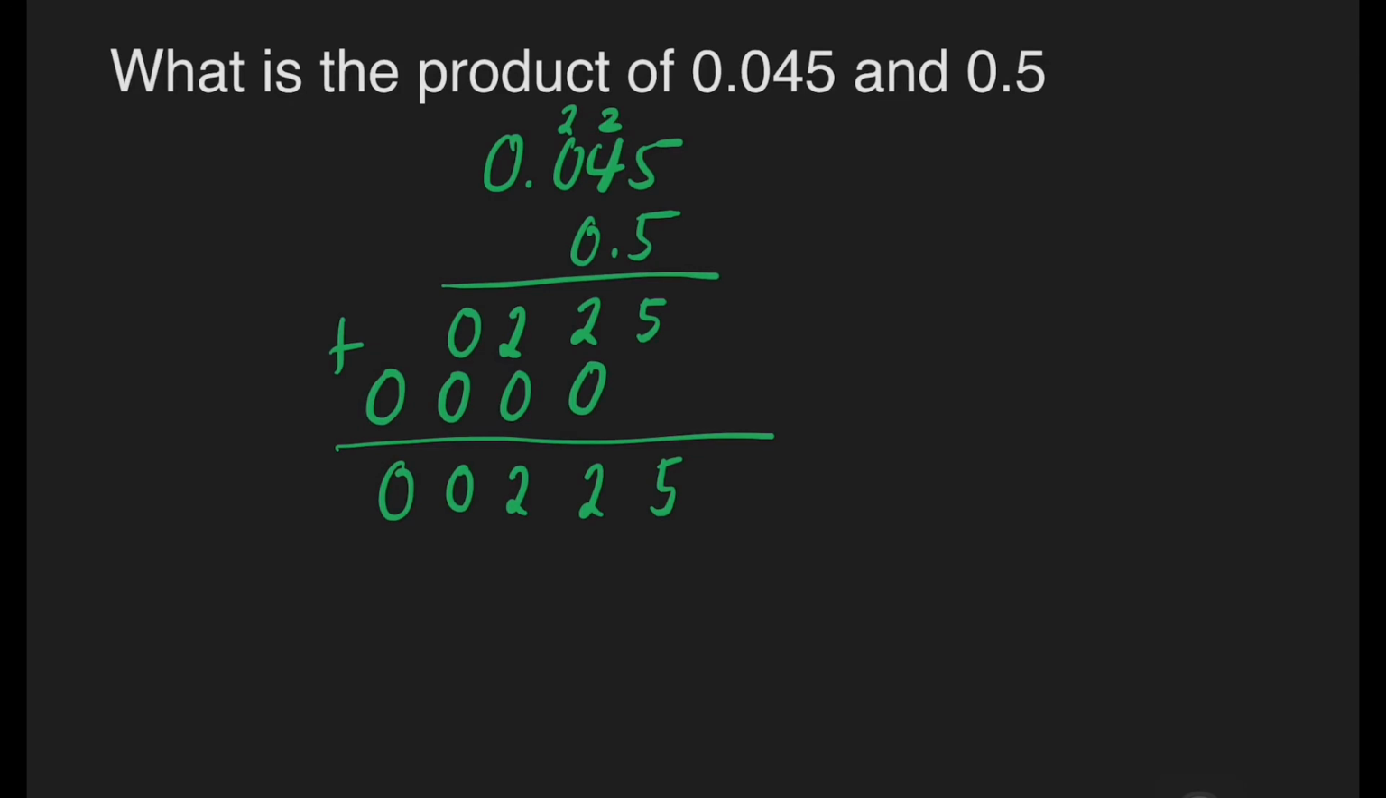Let's count how many decimal points we have in our factors. We have 1, 2, 3, 4. It has to be reflected in our product. So from the back of 5, let's count 4 decimal places going to the left. That's 1, 2, 3, 4. So our answer will be 0 decimal point 0, 2, 2, 5. It means our answer is 225 ten-thousandths.